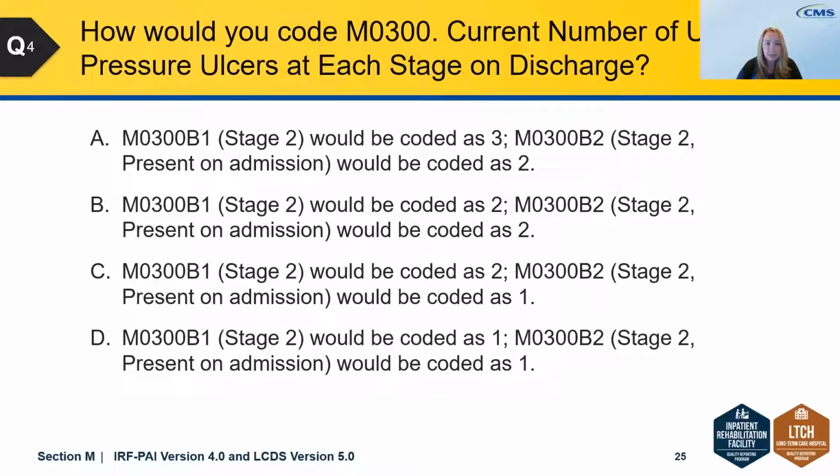B, M0300B1 stage 2s would be coded as 2, and M0300B2 stage 2s present on admission would be coded as 2. C, M0300B1 stage 2 would be coded as 2, and M0300B2 stage 2s present on admission would be coded as 1. Or D, M0300B1 stage 2 would be coded as 1, and M0300B2 stage 2s present on admission would be coded as 1.